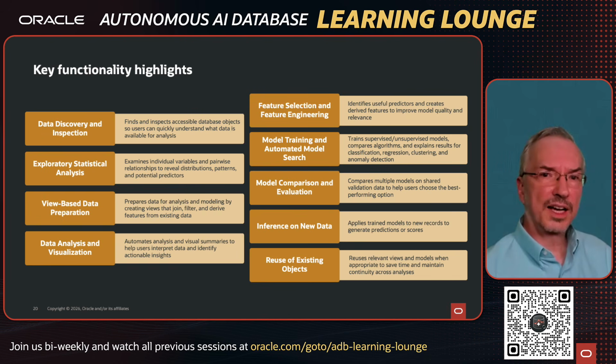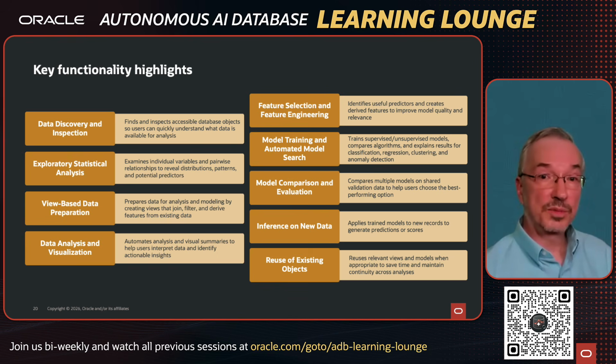Now, here are some key functionality highlights of Data Science Agent. For data discovery, you can ask the agent questions like, find tables and views related to customer churn and retention, or describe the columns, data types, and sample rows in the customers table. To explore your data, you might ask, find interesting patterns in my customer data, or what factors are most associated with a customer subscribing to my service.